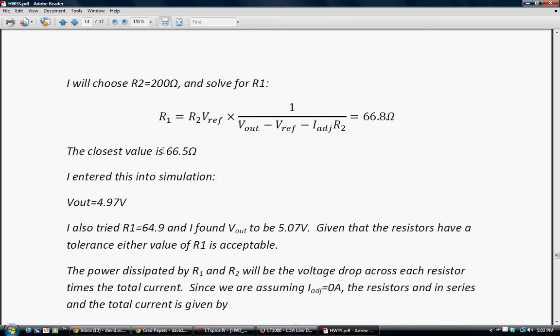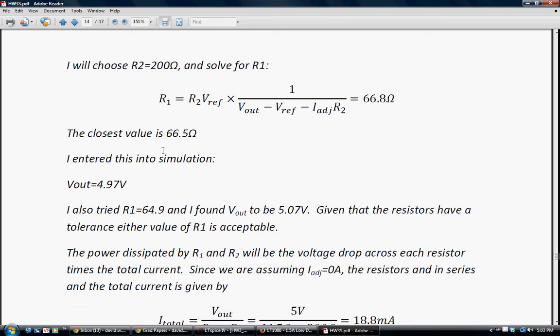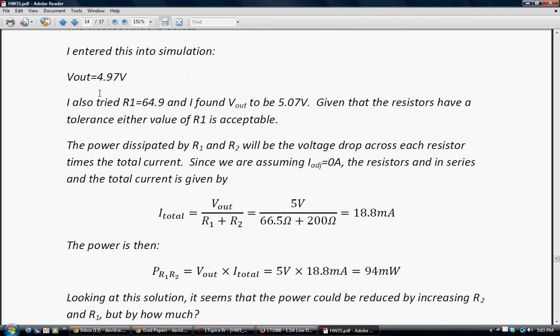The closest value on the sheet is 66.5. When I ran the simulation, I got 4.97 volts. So I tried some other combinations, and I got 5.07 volts. Given the resistors have a tolerance, either value of R1 is acceptable.